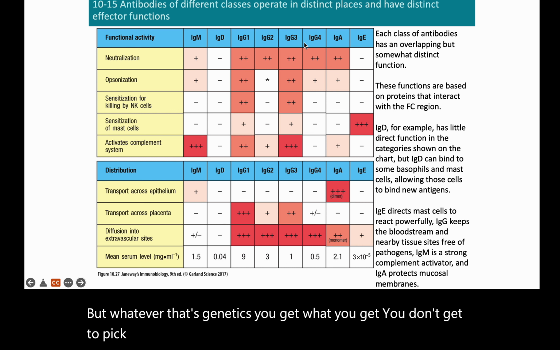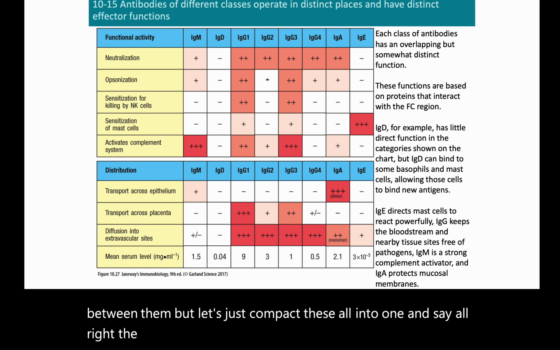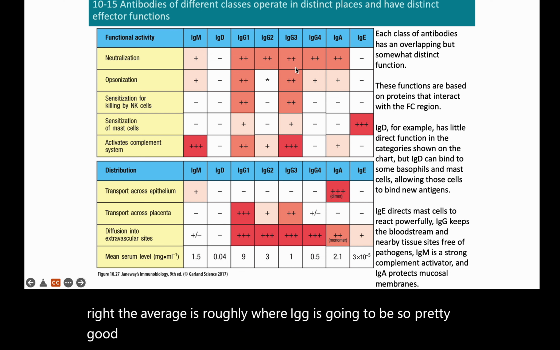All right, IgGs, 4 different subclasses, slight differences between them, but let's just compact these all into one and say the average is roughly where IgG is going to be. So pretty good at neutralization, great. Pretty good at opsonization, fine.